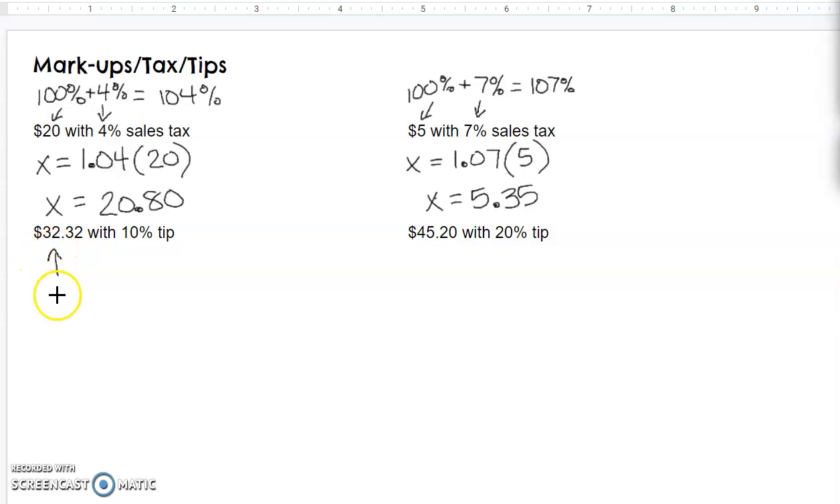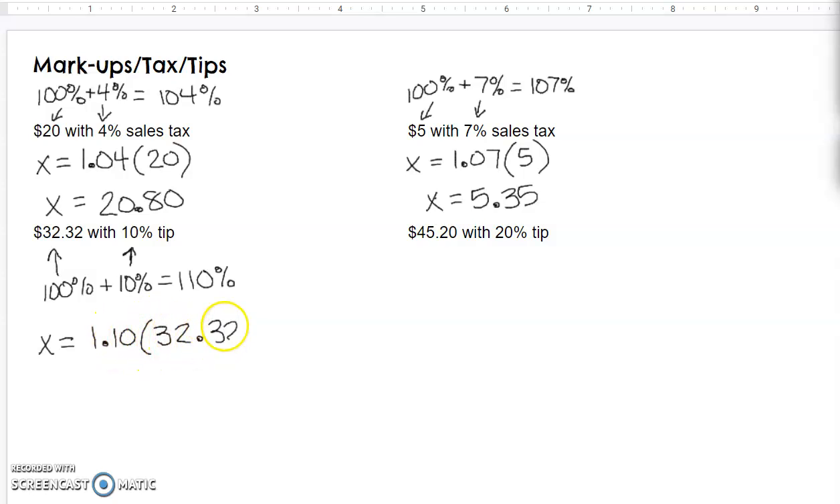So again, I'm paying for this meal. I'm going to pay for 100% of it plus 10% for the tip. So that means I am paying for 110% of the meal price. So I will take 110% as a decimal, multiply by 32.32. And I would get $35.55.